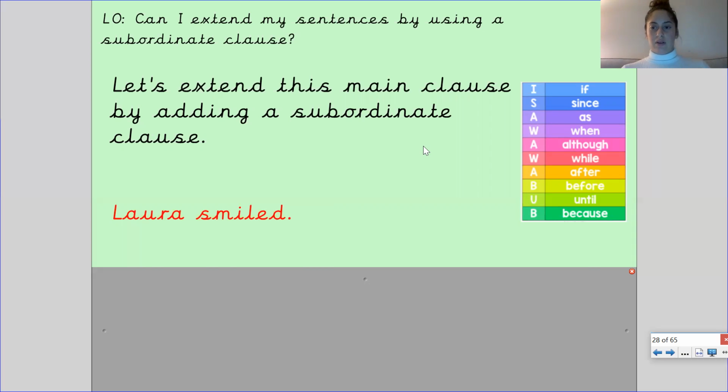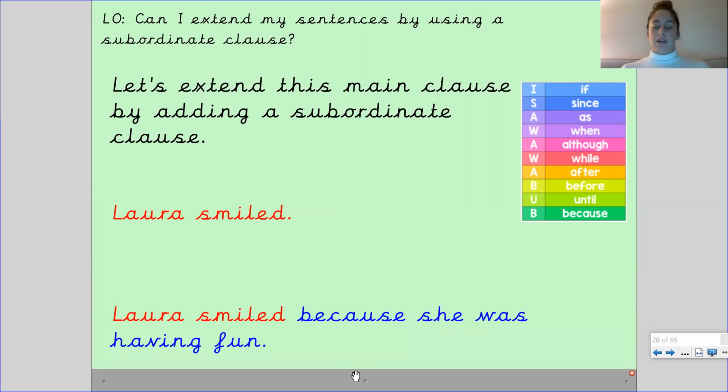So Laura smiled, for example, when Laura smiled when she found out she was getting a pet. What sentence did you come up with? You can just tell me or say it in your head. Here's another example. Laura smiled because she was having fun. So here are two examples. I used when, and we used another example with because.